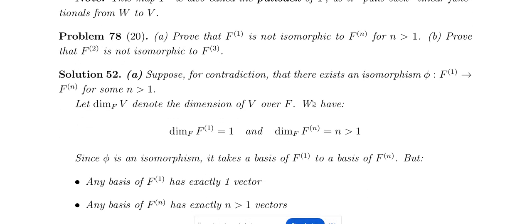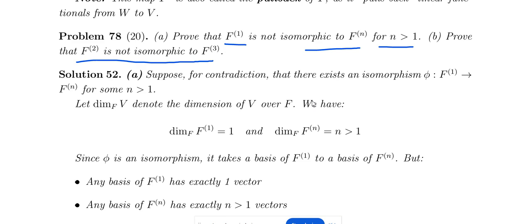And another one, F power 1 is not isomorphic to F power n for n greater than 1, and F power 2 is not isomorphic to F power 3. Okay, well, suppose for a contradiction there exists an isomorphism, இருக்குன்னு எடுத்துட்டோம்னு வச்சுக்கோங்க, from F power 1 to F power n. So dimension of V over F should be equal to 1 ஆ இருக்கும்.